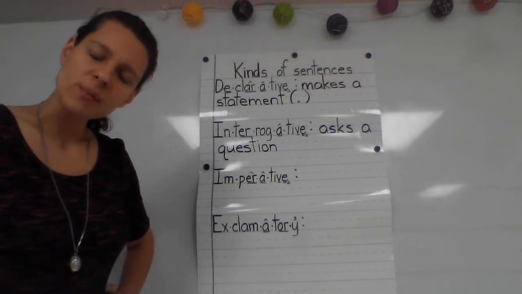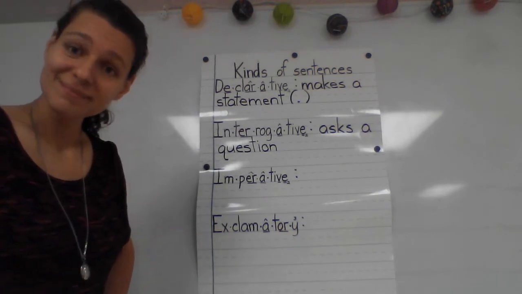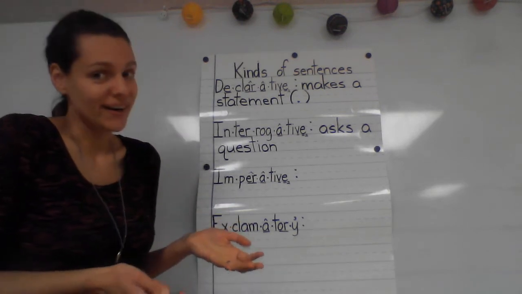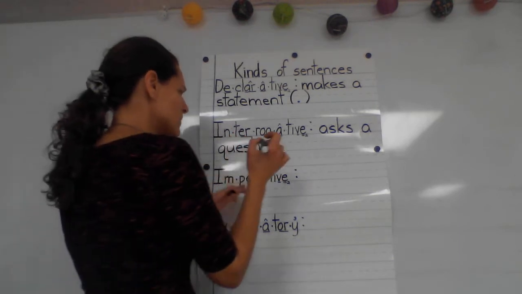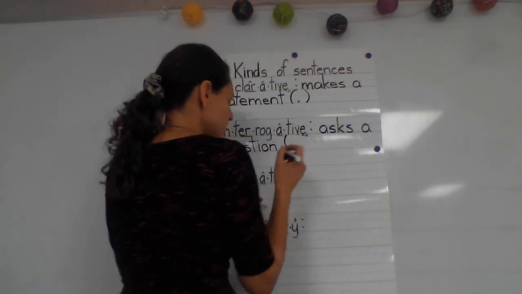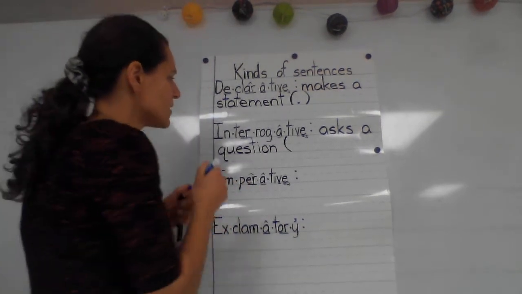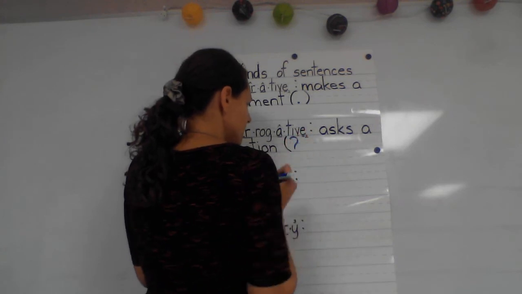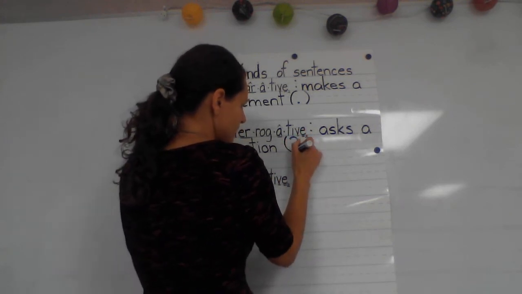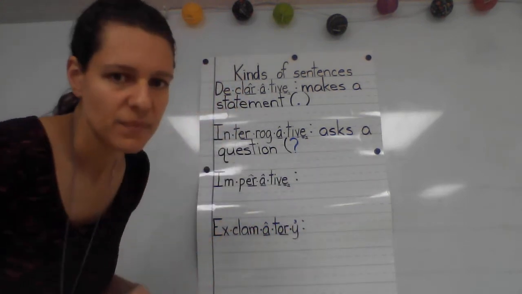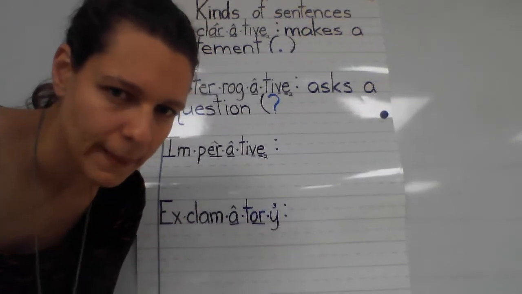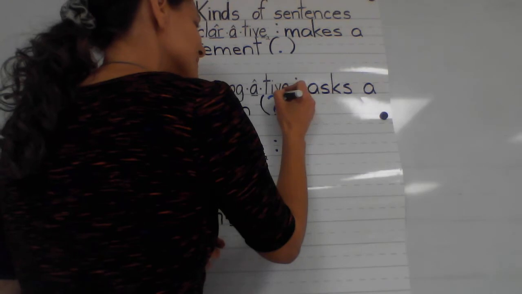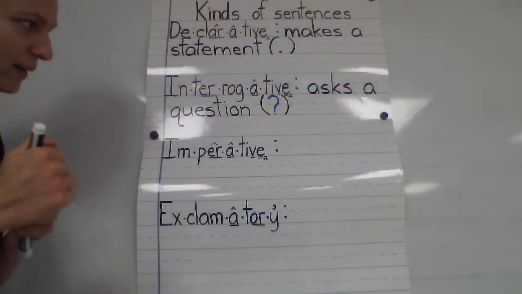So what kind of end mark would we use at the end of a question? I was trying to give you a hint. We use a question mark at the end of a question. I'm going to go over quickly how to write a question mark if you're not sure. So we would start at 10 on the clock, go around over to 2, down. Before we get to the bottom, we pick up our pencil and then we do a tiny dot right on the baseline. All right, class, what does an interrogative sentence do? Good, it asks a question.